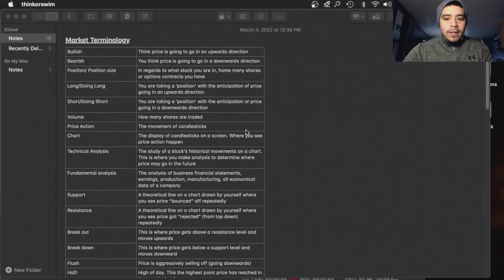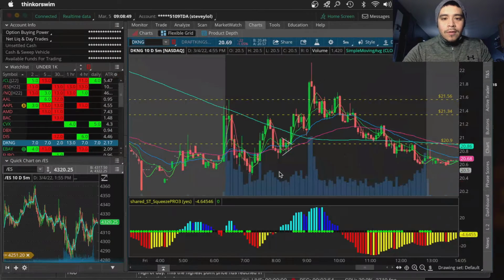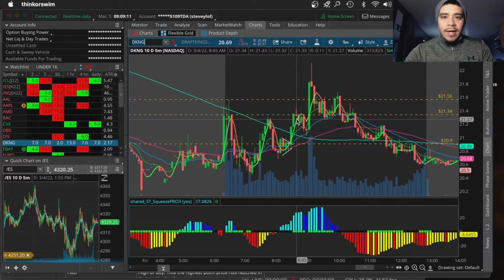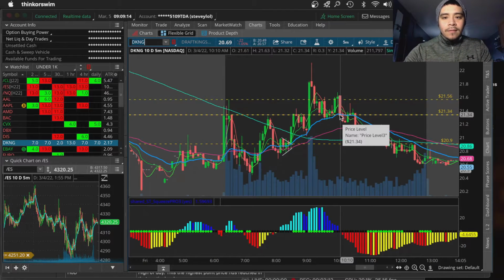Price action, the movement of candlesticks. So people will say, what's the price action saying? Or are you a price action trader? So it's the movement of these candlesticks. Just ignore all these colored lines I have. Price action is literally just the candlesticks moving. And people just trade candlesticks with support and resistance. That's the type of trading you can do.